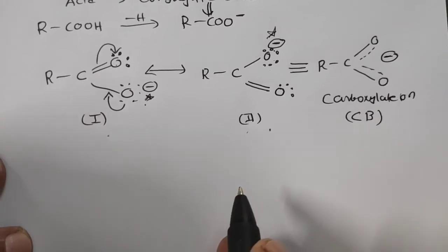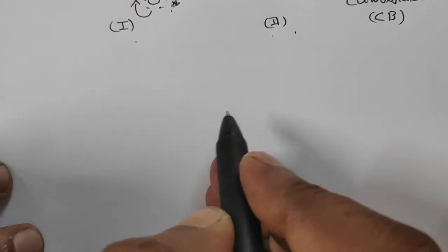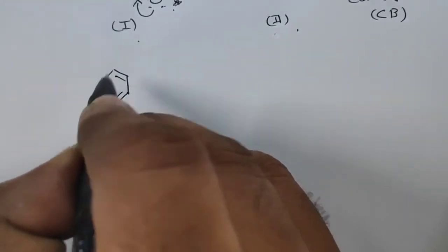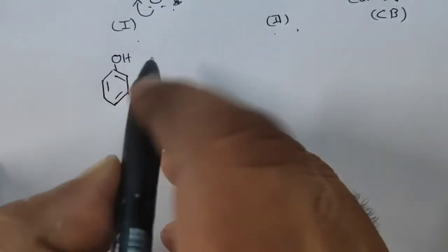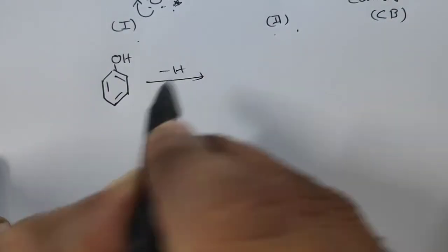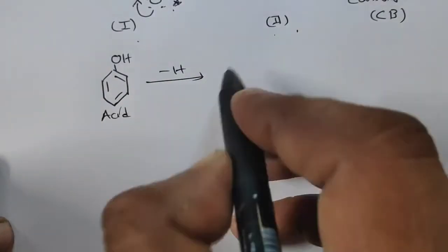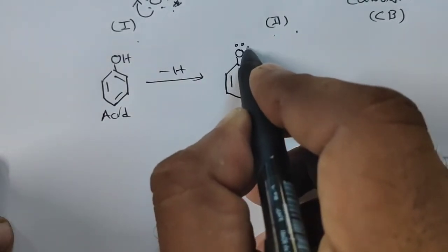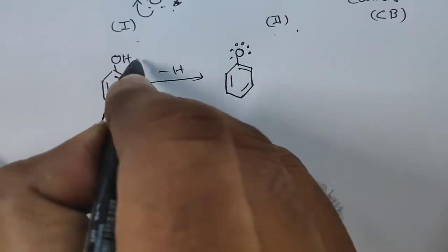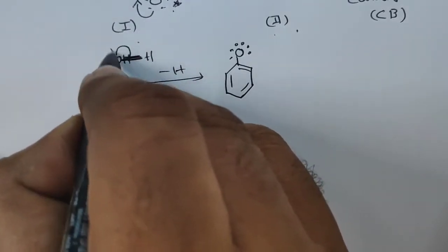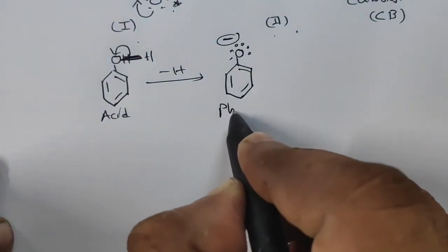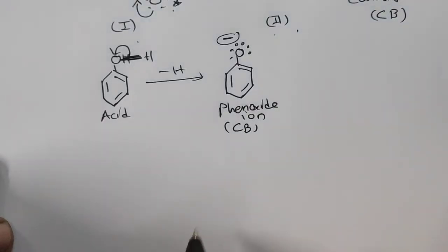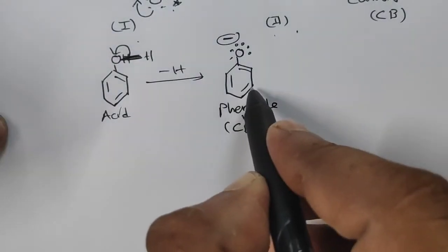Okay, now the same thing when we talk about phenol. Phenol has 5 resonating structures. Suppose I write phenol: on one benzene ring, an OH group is there. Phenol is acidic. If I remove H, you will get the phenoxide ion. If I write this OH in another way, with H here like this, oxygen will take the electron pair and this becomes your phenoxide ion. This will act as a conjugate base. Understood? So the conjugate base here is phenoxide.